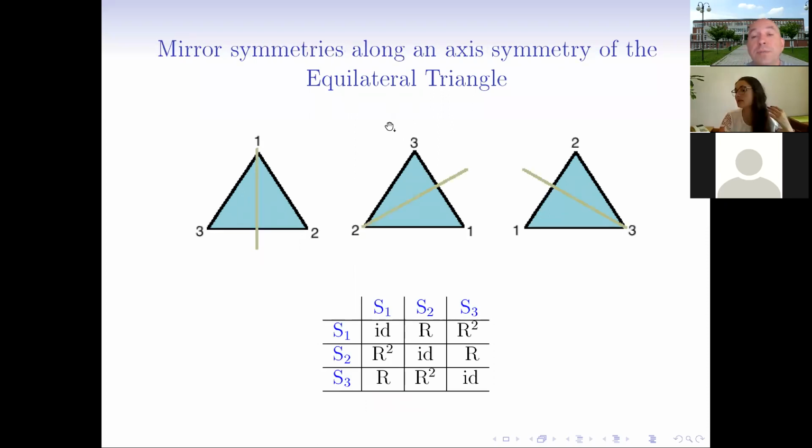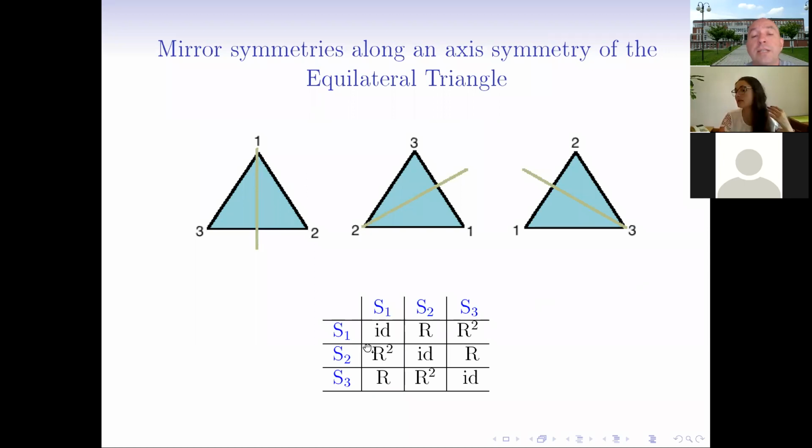Now look at the mirror symmetries. The mirror symmetries are parameterized by the axes of symmetry, and the axes are parameterized by the vertices. So let's denote them S1, S2, and S3. In literature, sometimes the notation is S0, S1, S2, but let me do it like this for simplicity.